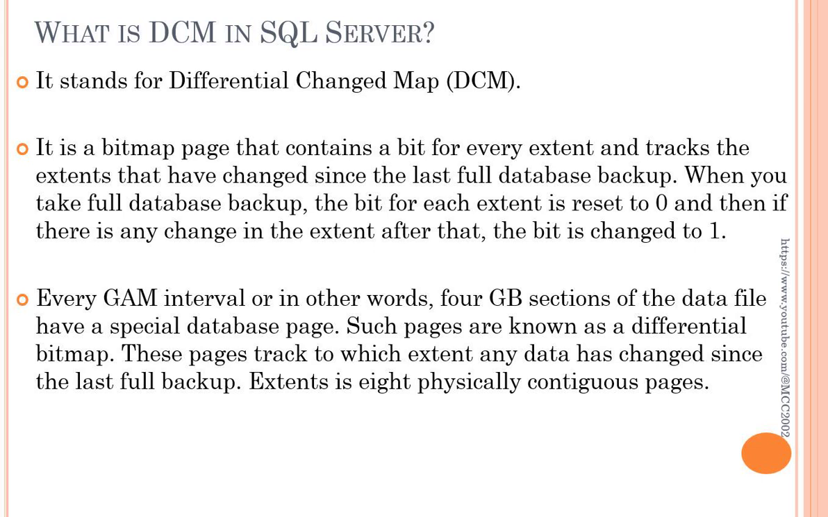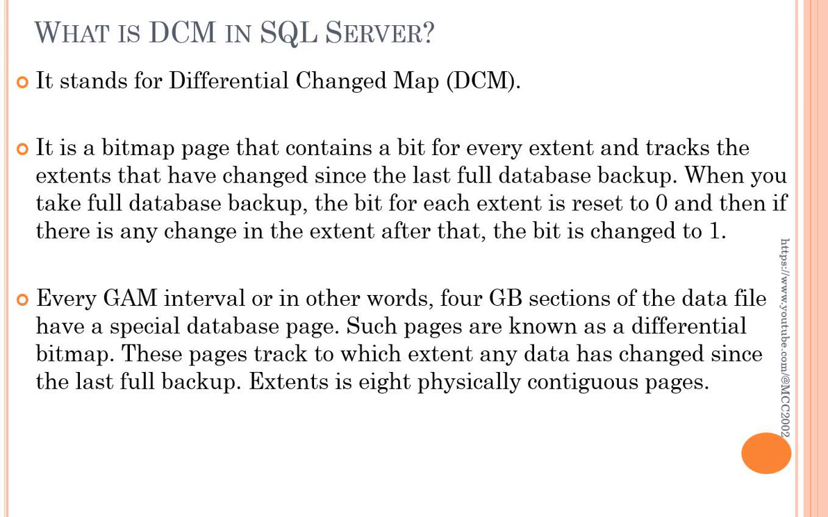When you take a full backup, the bit is reset to 0. Then if there is any change in the extent after that, the bit is changed to 1. Every GAM interval, or in other words, every 4 GB section of the data file, has specific data pages, known as differential bitmap pages.